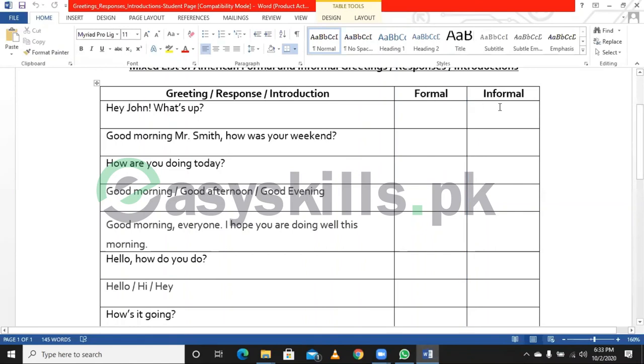So this is formal or informal, you have to mark here. If you think this is formal, you can mark here. If you think this is informal, you can mark here. So there are a number of sentences. Good morning, Mr. Smith, how's your weekend? You need to identify whether this sentence is formal or informal. You can mark here or you can mark here.